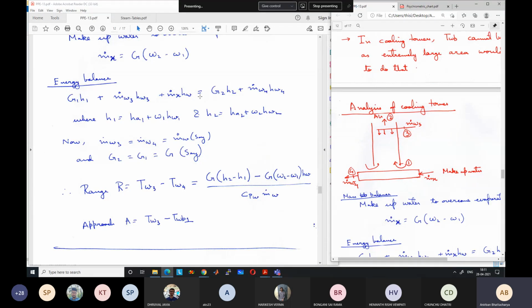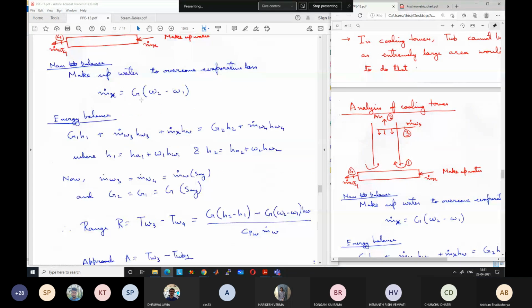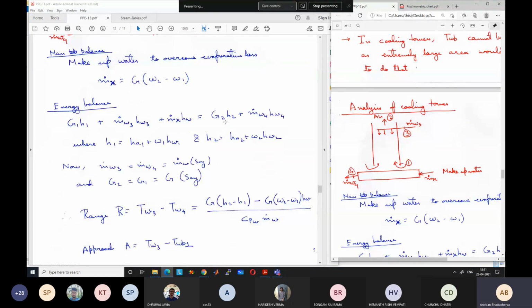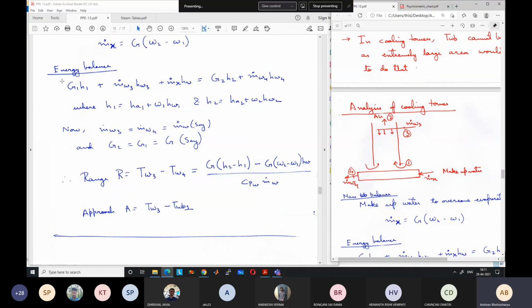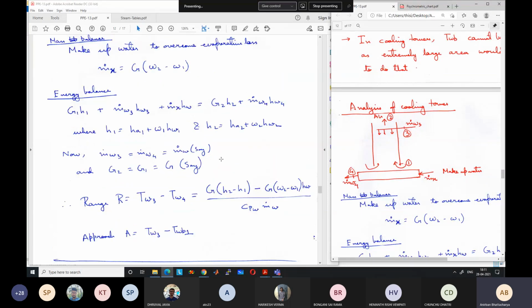Okay. So if you rearrange the terms, we can take the water terms on one side. So m dot W3 HW3 minus m dot W4 HW4. So m dot W3 is equal to m dot W4. So we can write this as m dot W into HW3 minus HW4 is equal to G into H2 minus H1 minus, from this m dot X, G into omega 2 minus omega 1 HW. Okay. So G into H2 minus H1 minus m dot X, which is G omega 2 minus omega 1 into HW, is equal to m dot W into HW3 minus HW4.